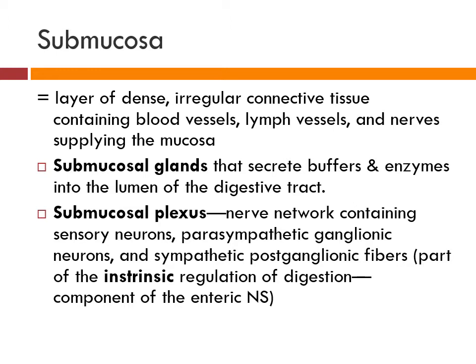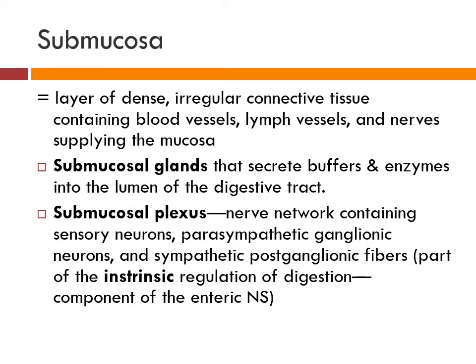Submucosa is deep to the mucosa. It is dense, irregular connective tissue, and it contains our blood vessels, lymphatic vessels, and nerves that have to supply the mucosa. We have glands in the submucosa that secrete buffers and enzymes into the lumen of the digestive tract. They secrete, and then their secretions go through ducts to end up on the mucosa within the lumen.